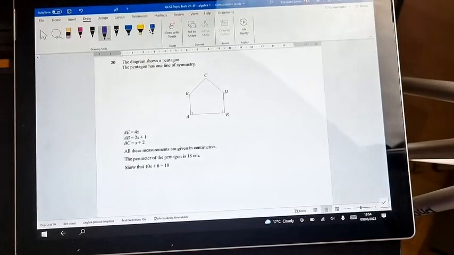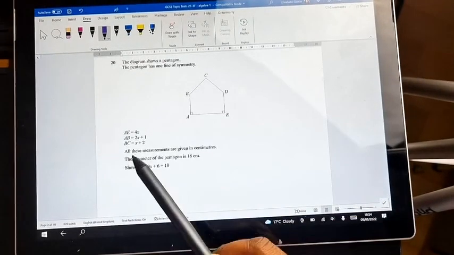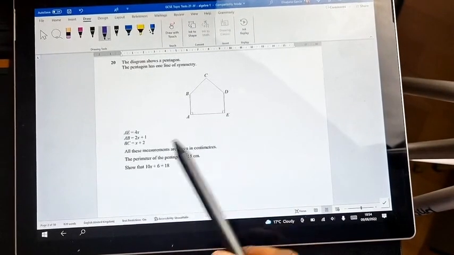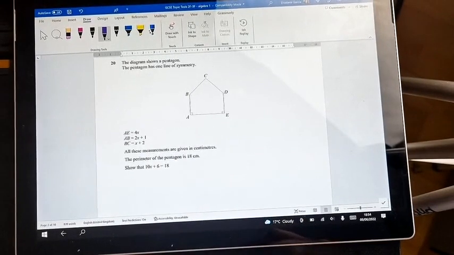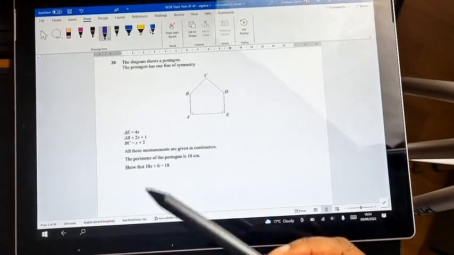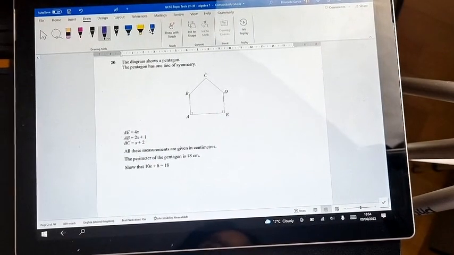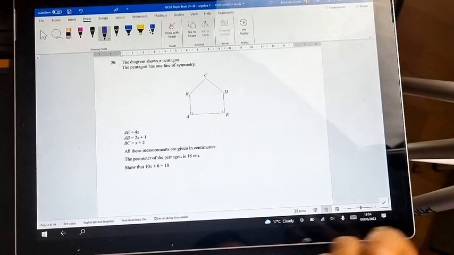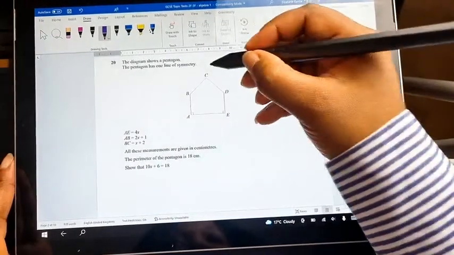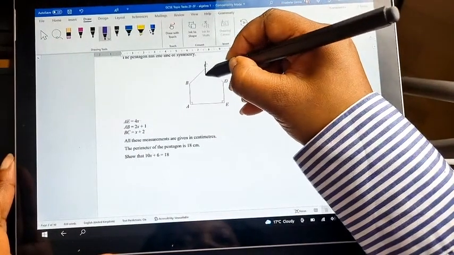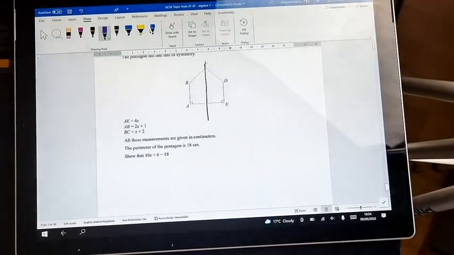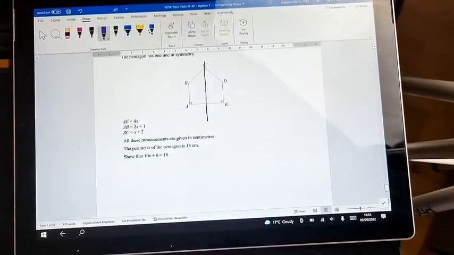So now the last part. The last part we've got, which is both higher and foundation, is forming equations. The diagram shows a pentagon. The pentagon has one line of symmetry. We can see it, so we're going to use the line of symmetry, which is right here in the middle. So that side is equal to that side.